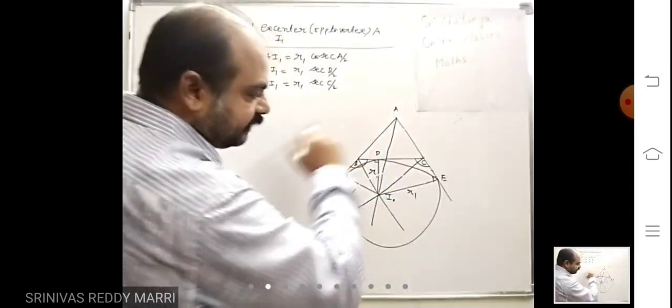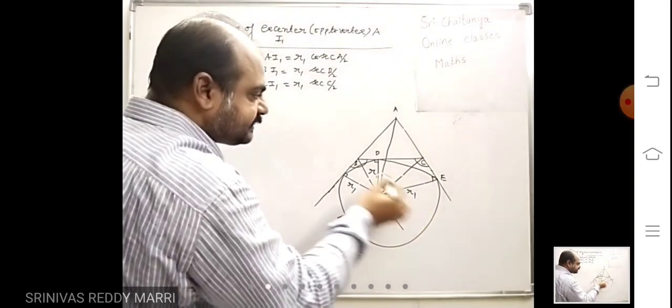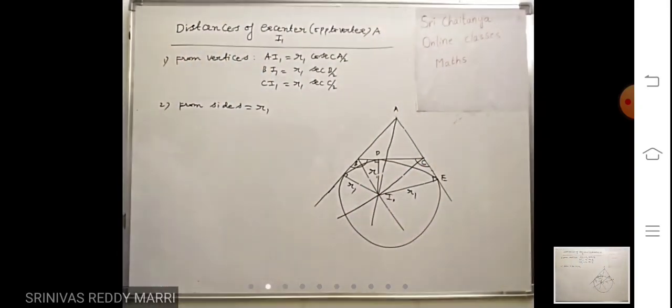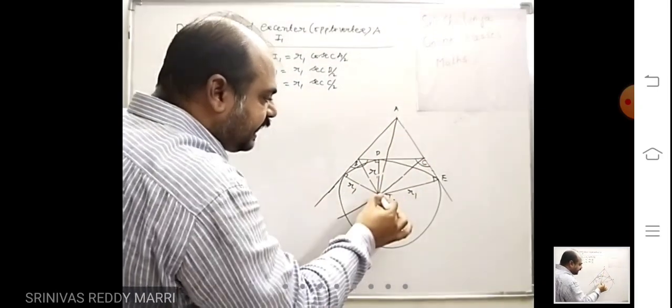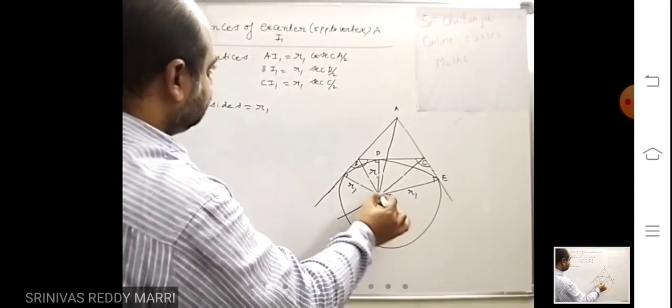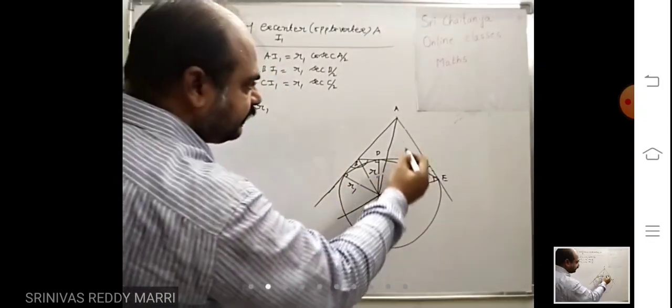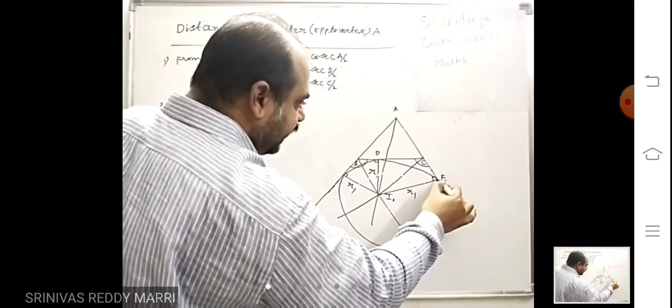This is called excircle, that is touching all the sides of the triangle, AB, AC extended and then BC, externally. This is called excircle. Now what I am discussing about is AI1 distance. Look at, for calculating AI1, I am considering the triangle AI1E.